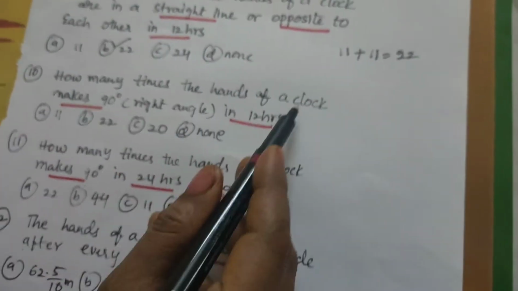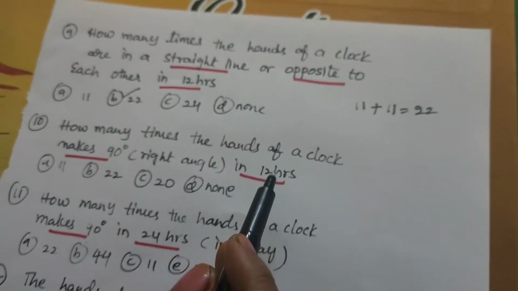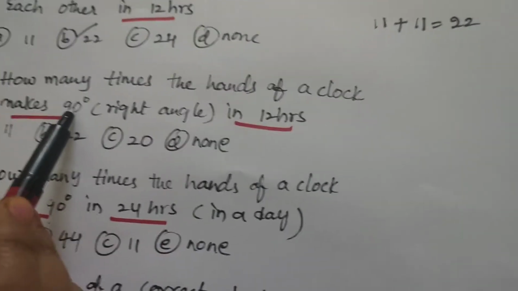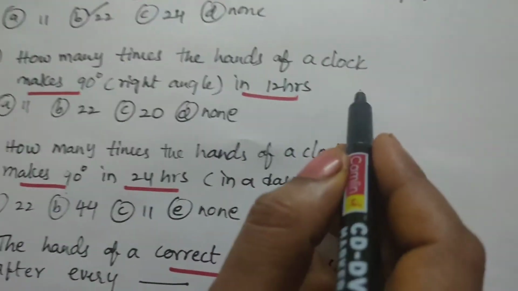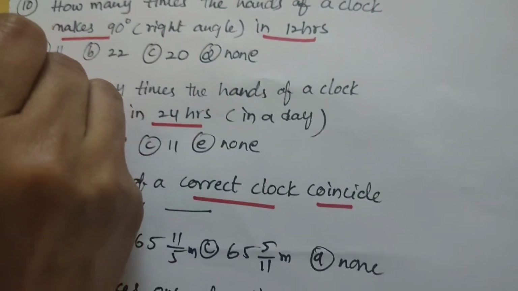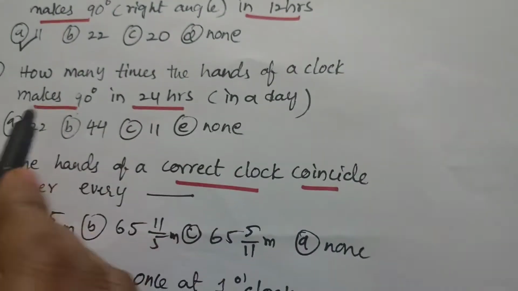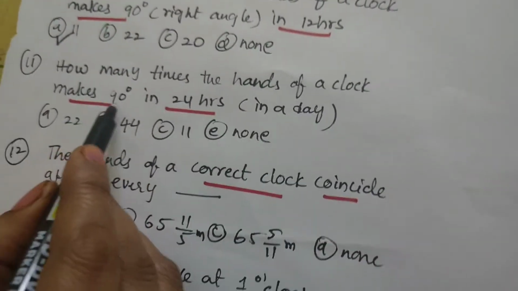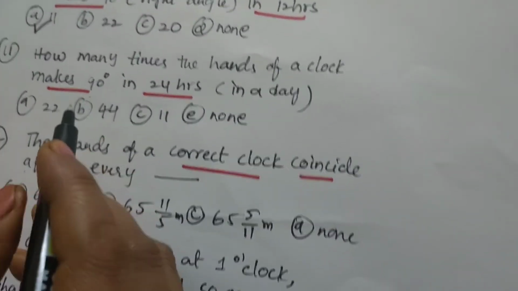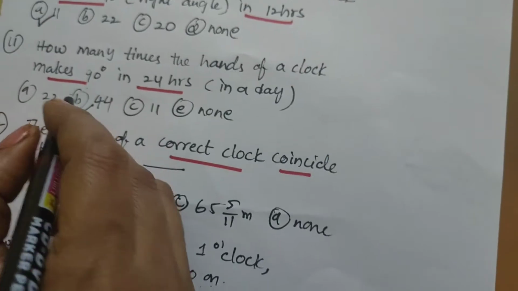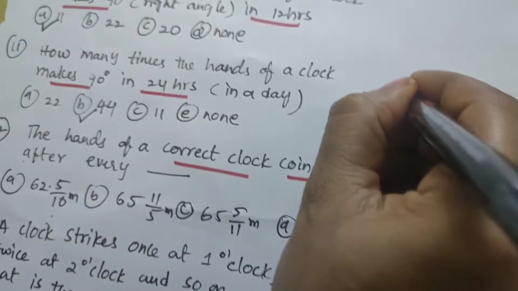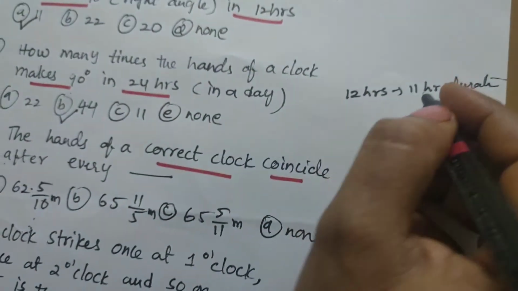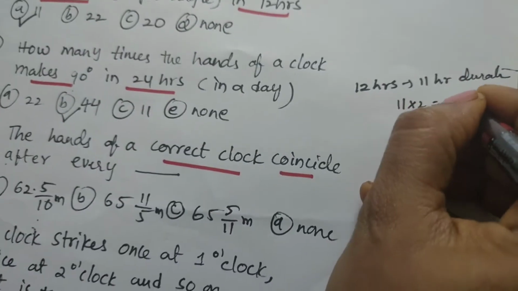How many times do the hands of a clock make 90 degrees in 12 hours? As we know, the hands make 90 degrees only once in 1 hour. So in 12 hours, that is 11 hours' duration, 11 times. How many times do the hands make 90 degrees in 24 hours, that is in a day? In a day, the hands make 90 degrees 44 times, because in 12 hours, that is 11 hours' duration, they make 11 into 2, that is 22 times.